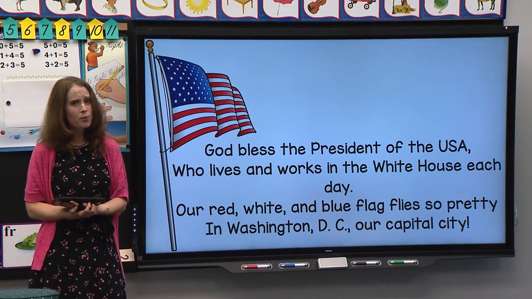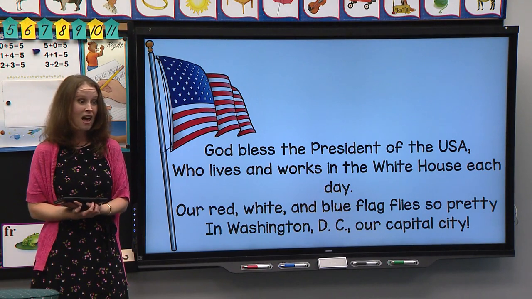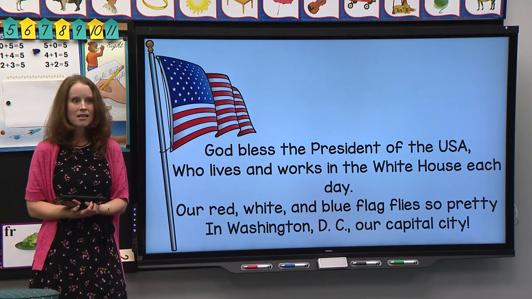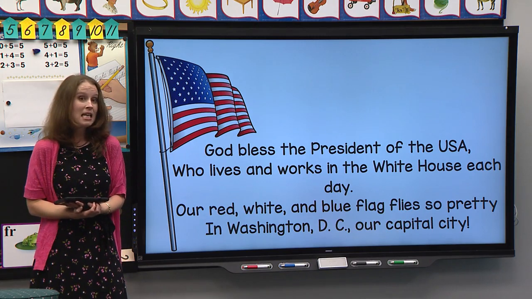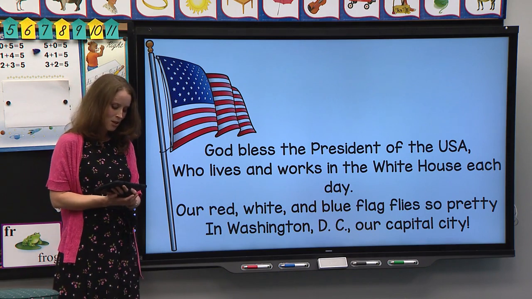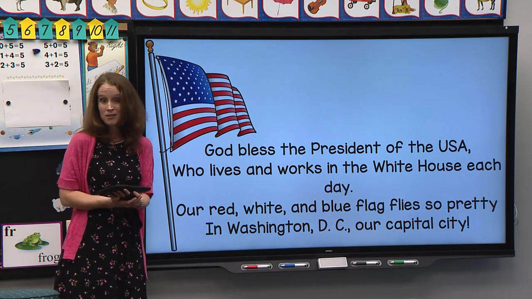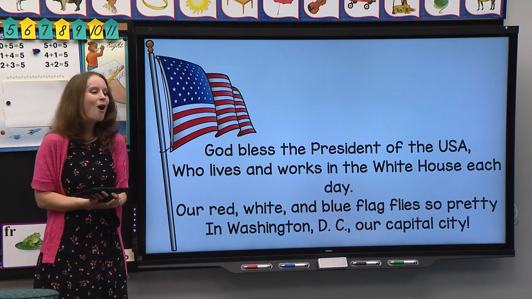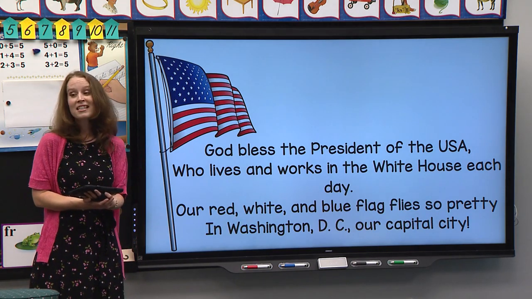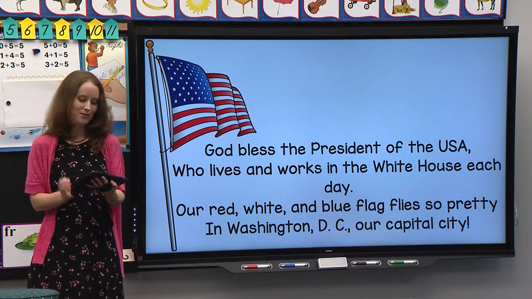Now, we've got just a little poem about our president and Washington, D.C. Remember, we want to pray for our president, just like John Adams wrote that prayer. We want to pray that our president is wise and honest, and that whoever the president is, that president makes good decisions. God bless the president of the USA, who lives and works in the White House each day. Our red, white, and blue flag flies so pretty in Washington, D.C., our capital city.